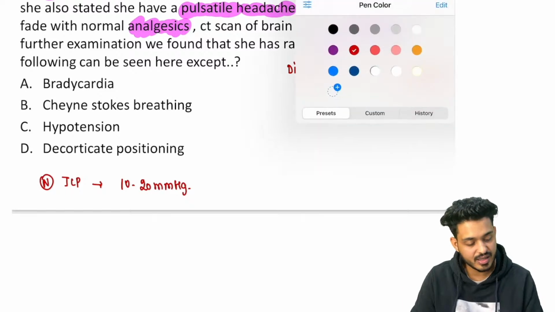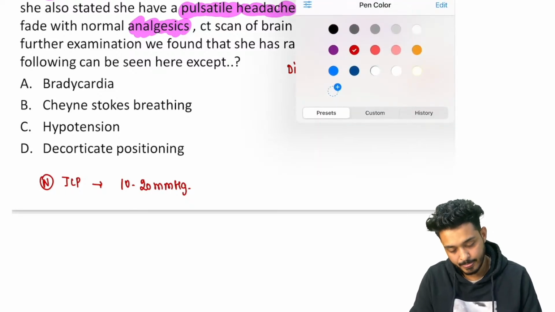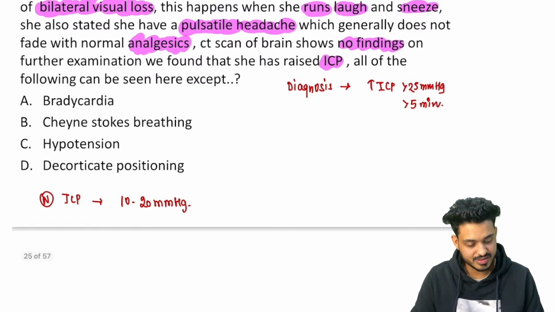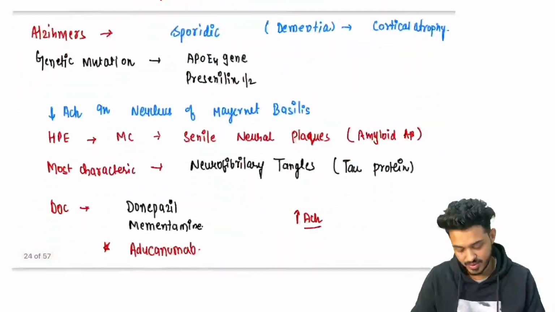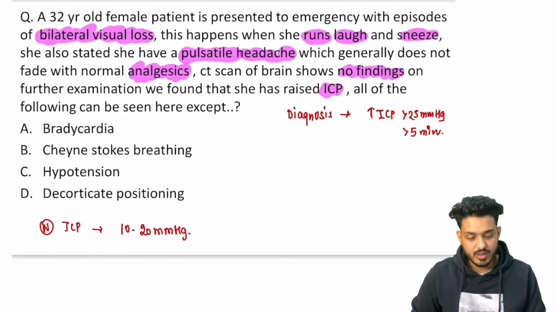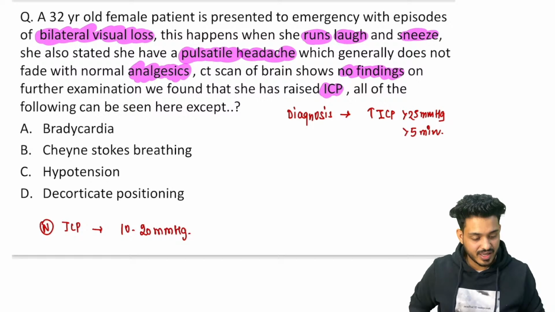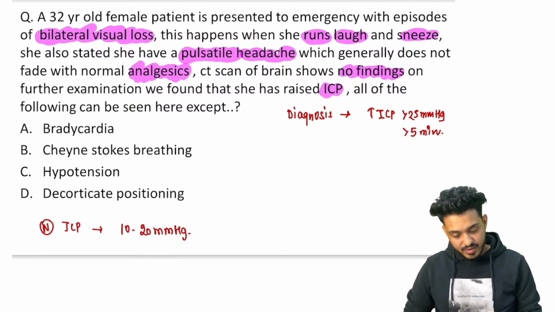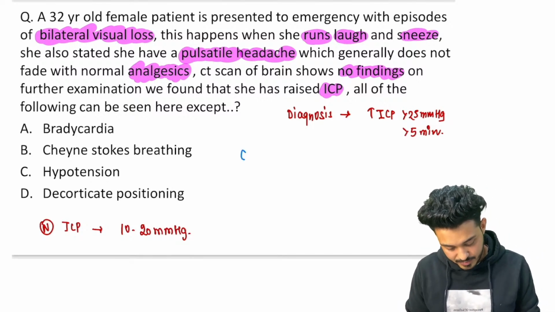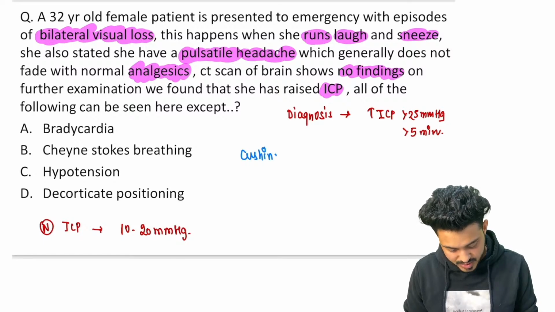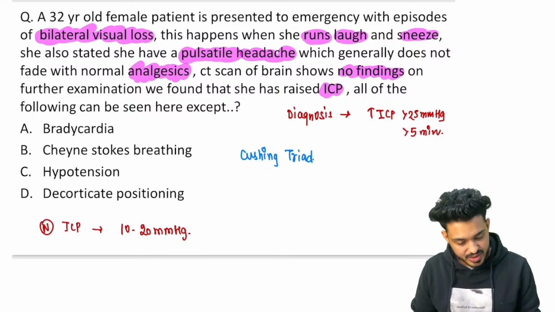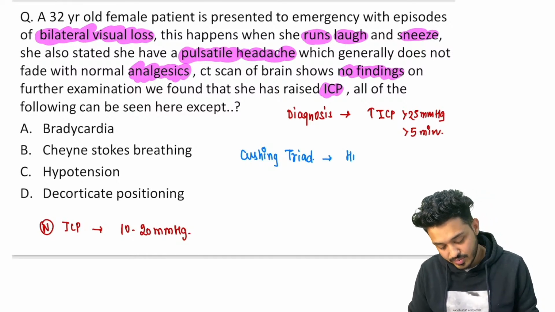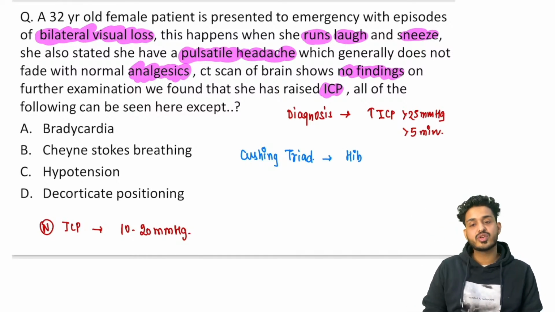What is the triad that you will be seeing over here? Some of you are answering. Are you answering for the last question or this one? This one. Okay, let me make you understand what the triad is. What is Cushing's triad? Cushing's triad has three things. That is going to be HIB.